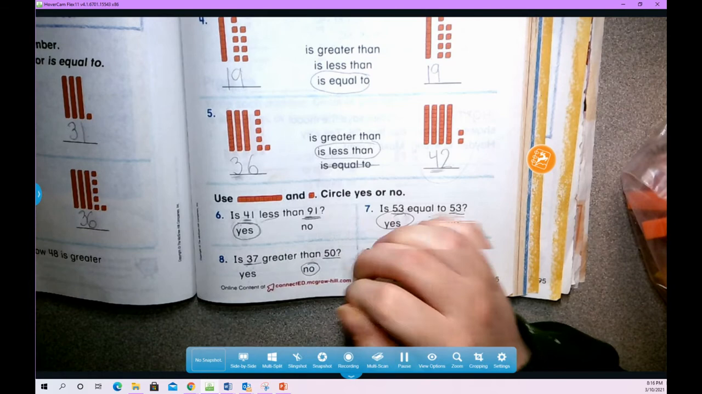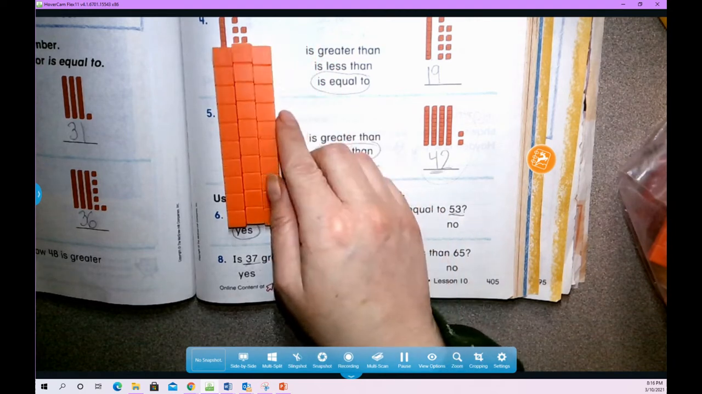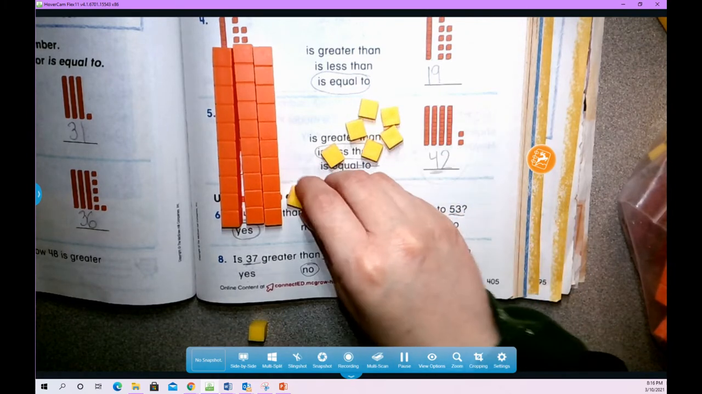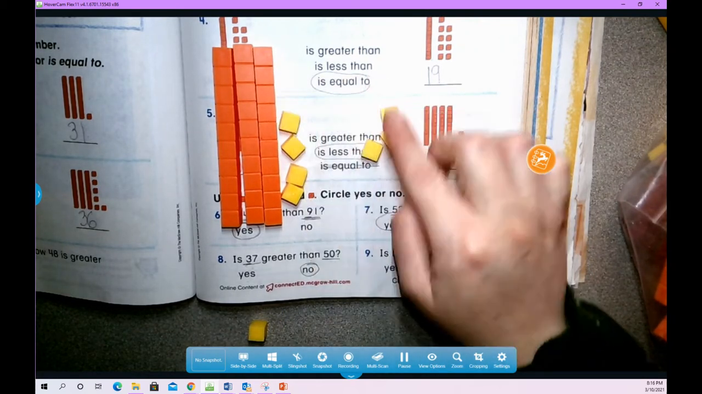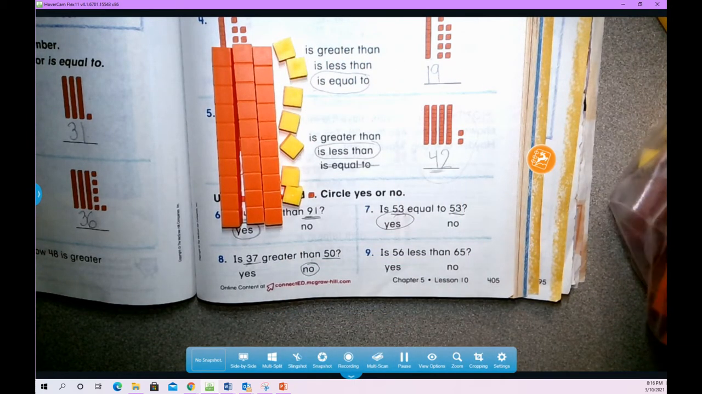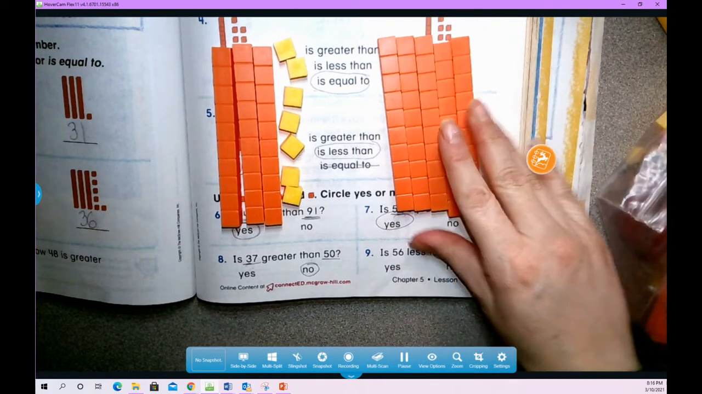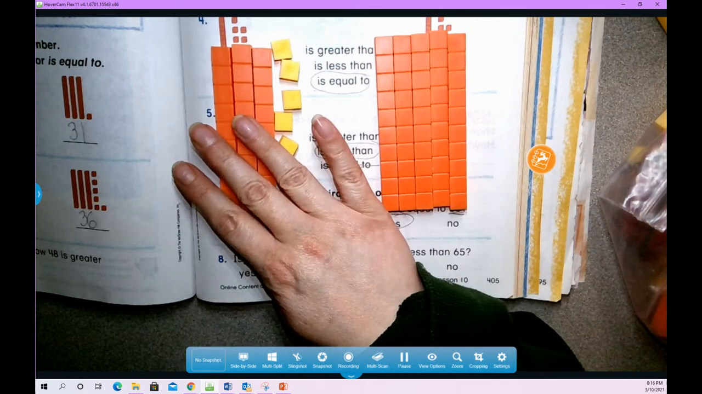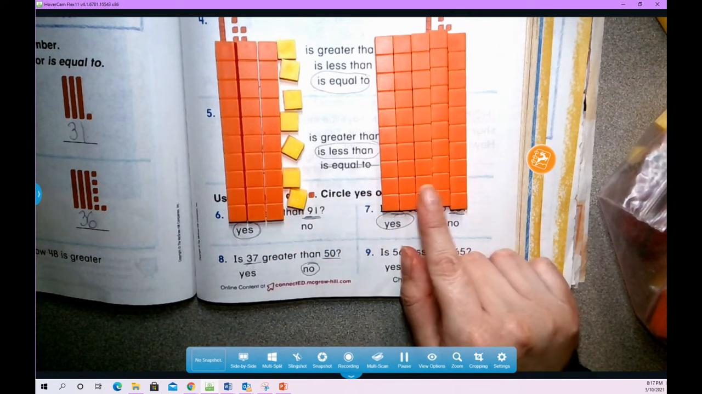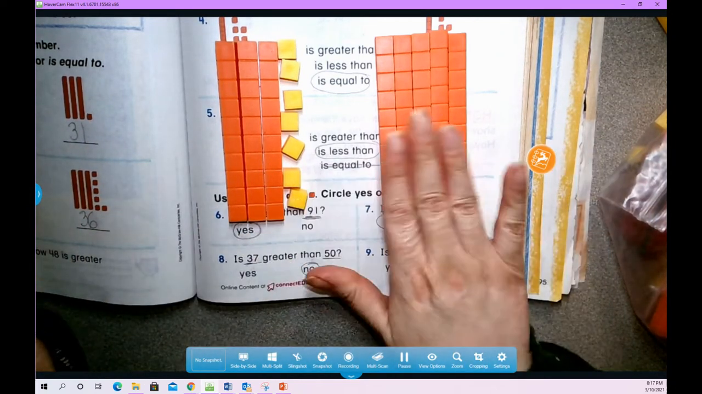No, it's not. This one has 3 groups of 10 and 7 ones. 1, 2, 3, 4, 5, 6, 7. This one has 5 groups of 10. 1, 2, 3, 4, 5. This one has a lot of ones, but this one has more tens. So 37 is not greater. It does not have more than 50.